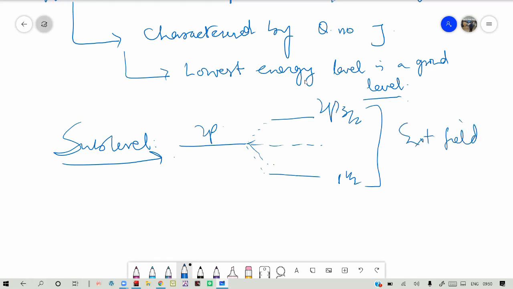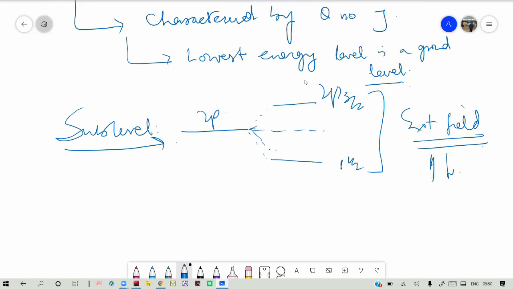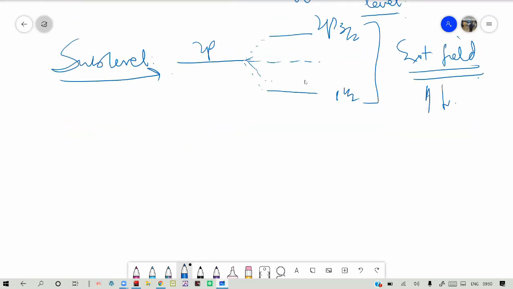When we apply some external field, there may be the spin splitting as well. When you apply external field, the spins will be up and down. So they form sublevels at that time. That means an external field will split an energy level into several sublevels. Each will be characterized by one or more magnetic quantum numbers. So each sublevel will have different quantum number.